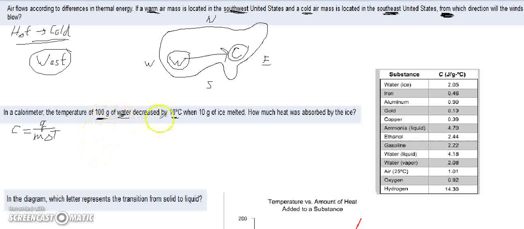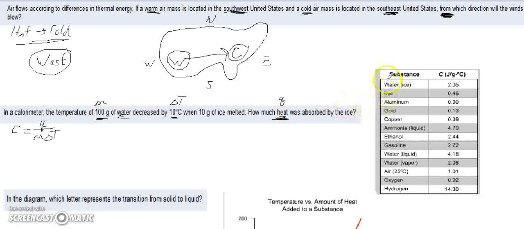Right? We're not talking about the temperature of the ice decreasing. It says the temperature of the water decreased by 10 degrees, so I need to use this mass. So there's our mass. Change in temperature is right there. And then it's asking for how much heat. Remember, the variable for heat is Q. So we're solving for Q.